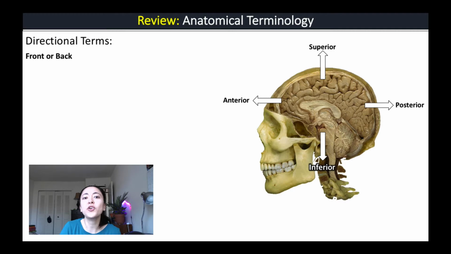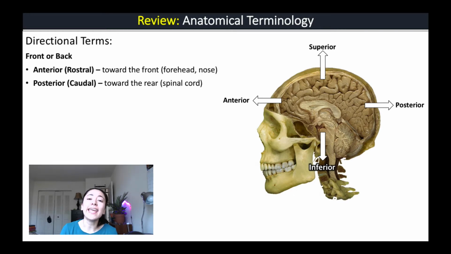The final thing we are going to look at in this video is a review of anatomical terminology. Let's start by looking at the directional terms. To differentiate between front and back, we use the words anterior and posterior. Anterior or rostral means toward the front in the direction of the forehead and nose. Posterior or caudal means towards the rear in the direction of the spinal cord or back. For example, your ears are posterior to your nose.